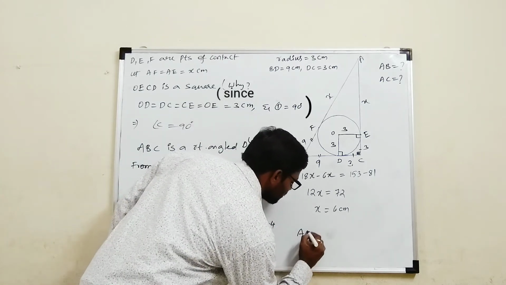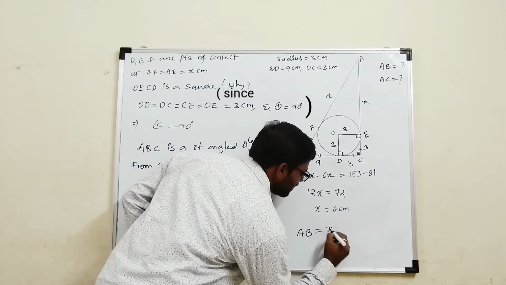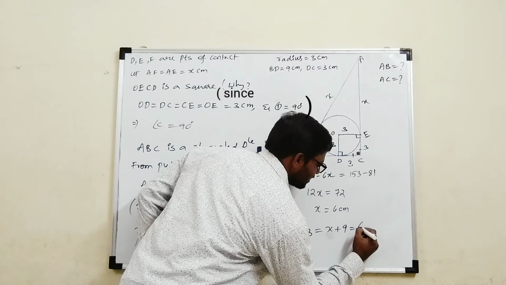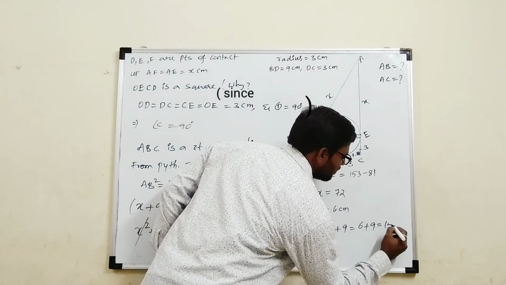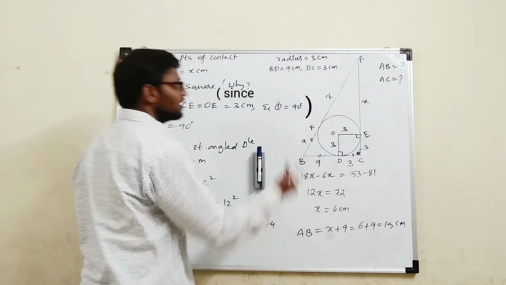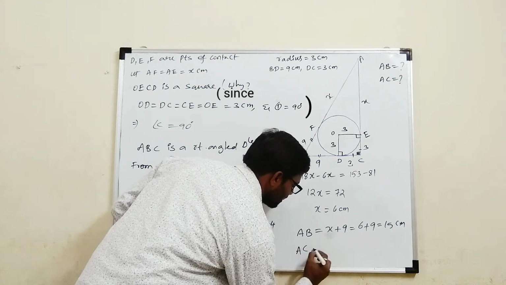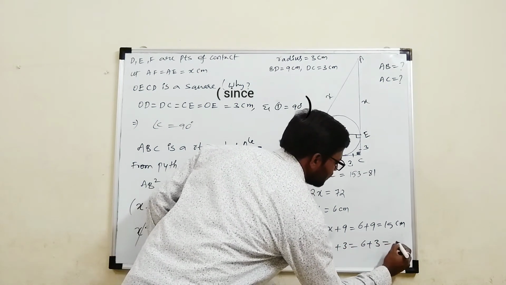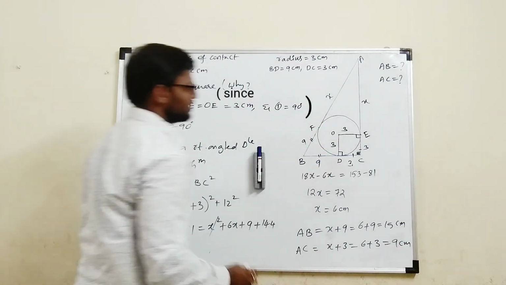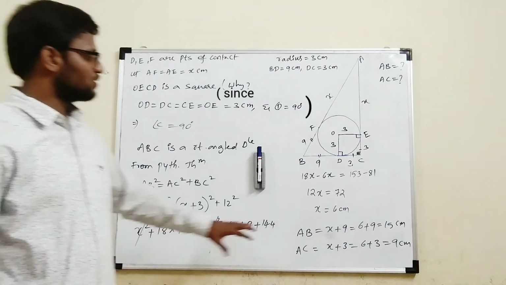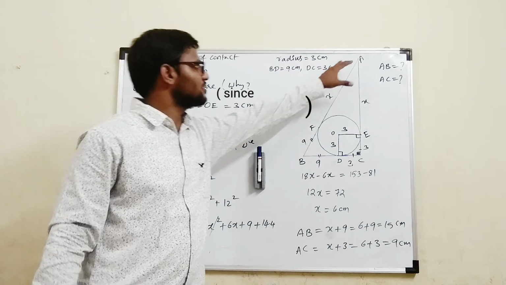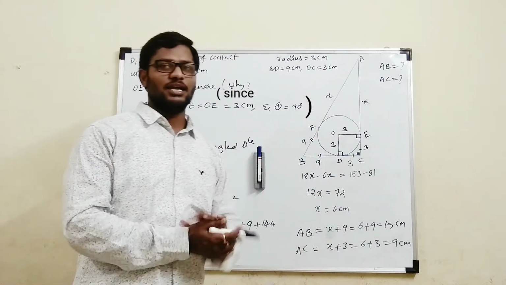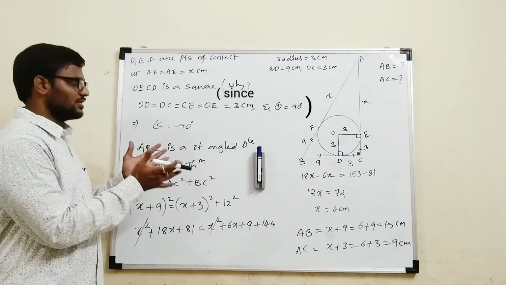Now, what is the length of AB? The length of AB equals x plus 9, that is 6 plus 9 equals 15 centimeters. The length of AC equals x plus 3, that is 6 plus 3 equals 9 centimeters. We got the length of AB equal to 15 centimeters and the length of AC equal to 9 centimeters. So it is very simple.